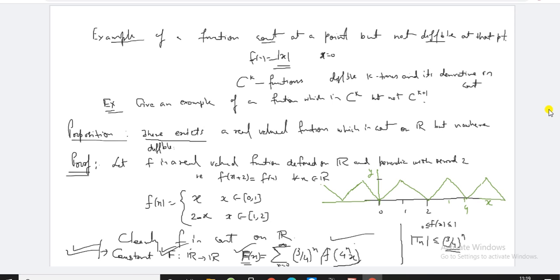Should I write each and everything, or you can write a step or two in between yourselves? Like what I am saying: because this f is bounded, the nth term is dominated by (3/4)^n, and because the nth term is less than or equal to this term, by the Weierstrass M test, and the series (3/4)^n is a convergent geometric progression, by the Weierstrass M test this infinite series is uniformly and absolutely convergent to some function, and let us define that function as F.